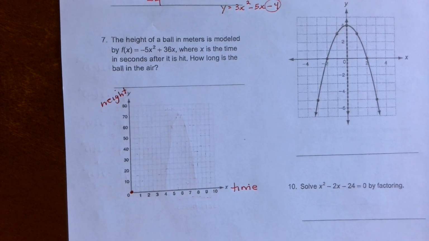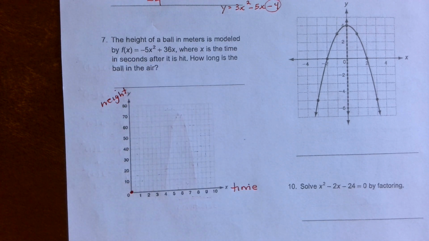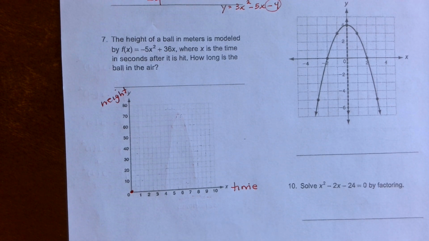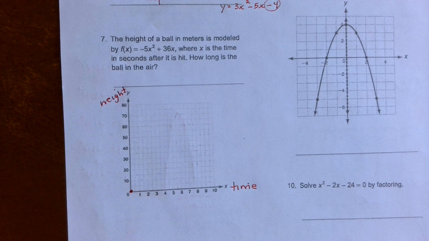All right, then we get to the ball ones here where we're throwing it. So again, the height of a ball in meters is modeled by this equation. f(x) = -5x² + 6x, where x is our time, and that's why I wrote time down there. And the f(x), or the y, is our height. So the question is, how long is the ball in the air?